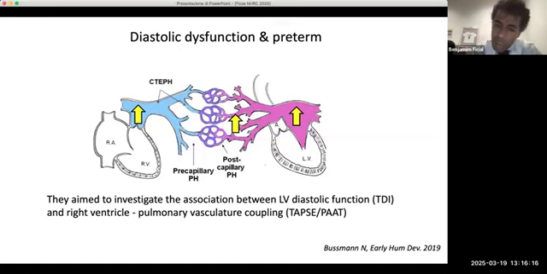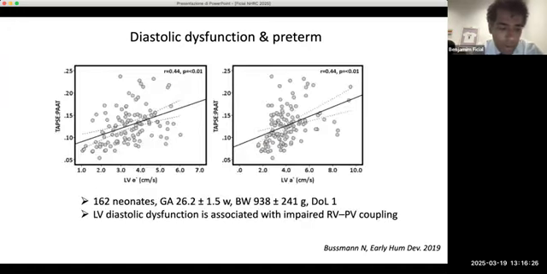They aim to investigate the association between LV diastolic function, measured with TDI, and the coupling between right ventricle and pulmonary vasculature. They recruited more than 160 neonates with a mean gestational age of 26 weeks and a mean birth weight of around 1,900 grams. And they performed a comprehensive echocardiogram on day 1 of life. They found that LV diastolic dysfunction is associated with an impairment of the coupling between the right ventricle and the pulmonary vasculature.